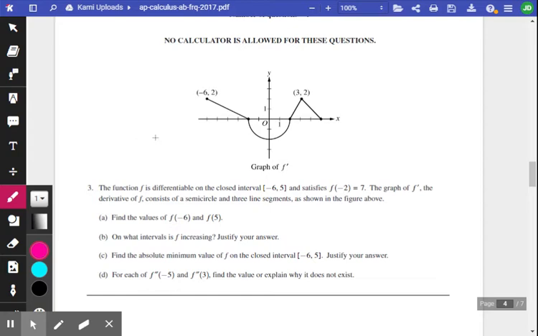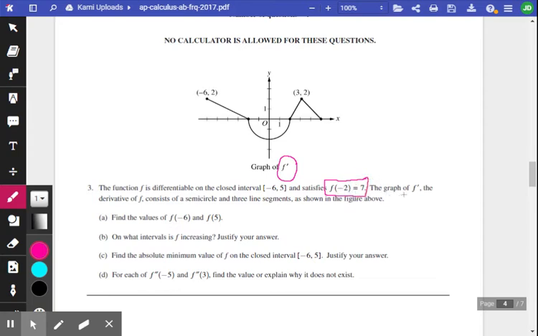Okay, really common question here as well. This is what we would call a fundamental theorem question and maybe Leibniz law as well. So we have this graph of f prime. It's important to see that this is f prime. The function is differentiable from -6 to 5 and satisfies the condition that f of -2 is 7. So we're probably going to have to come back to that.